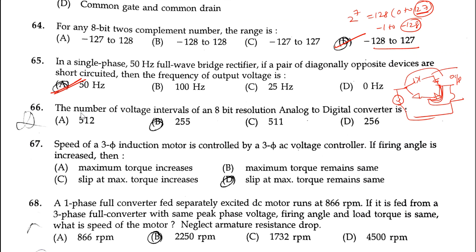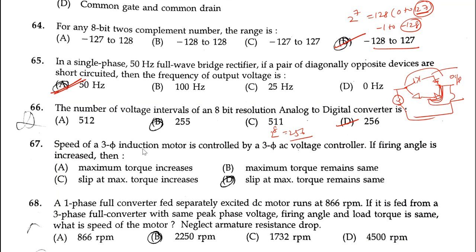Next one: the number of voltage intervals of an 8-bit resolution analog to digital converter is 256. So 2 power 8 is equal to 256 resolution voltage levels.